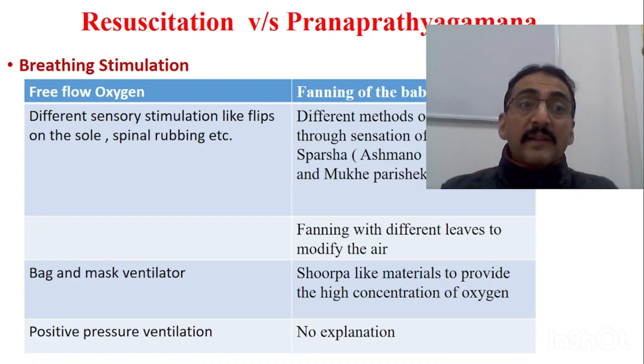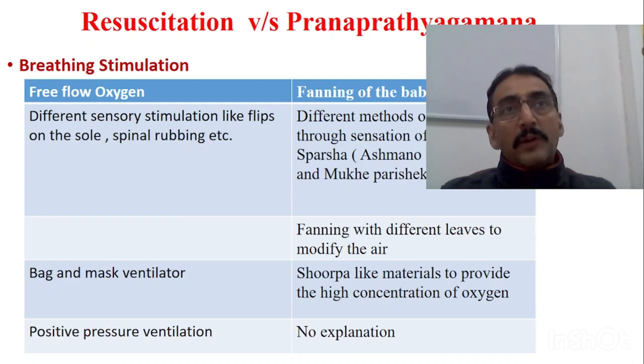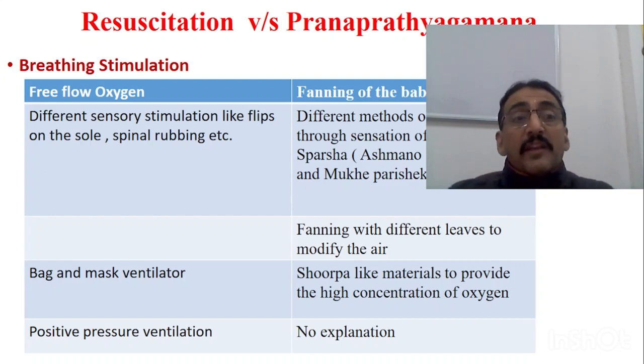Modern science explains free flow oxygen for the purpose of stimulation of the breathing, and different sensory stimulation like flicks on the sole and spinal rubbing, etc. Other methods are bag and mask ventilation, and then positive pressure ventilation by using an endotracheal tube, etc. Now what Ayurveda explained for this is that free flow oxygen can be given by just fanning the baby.